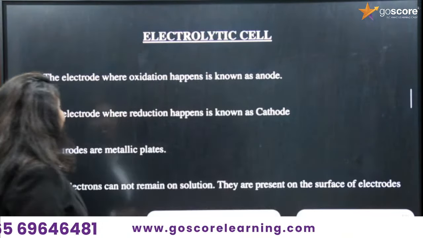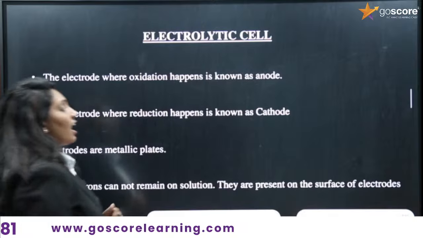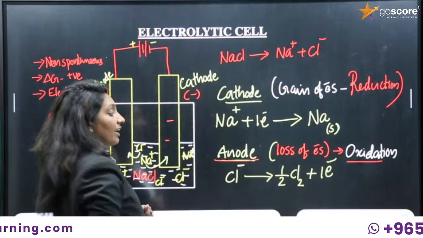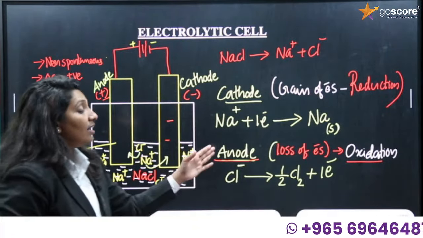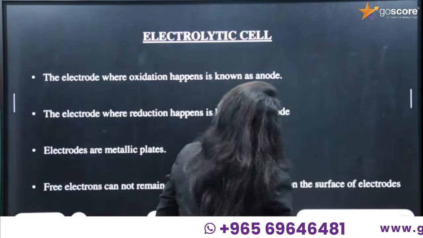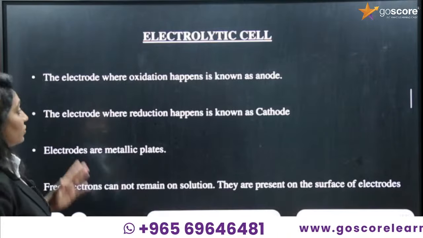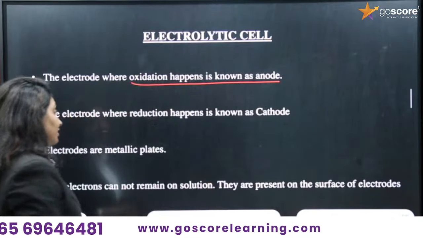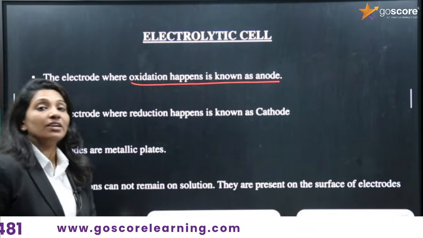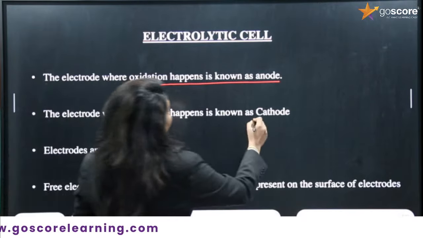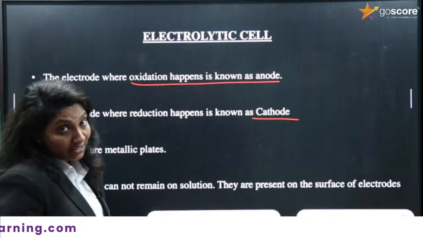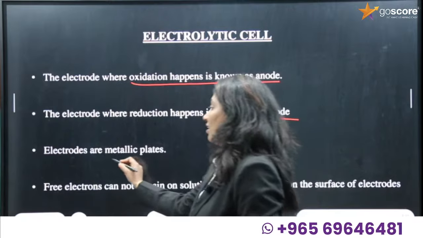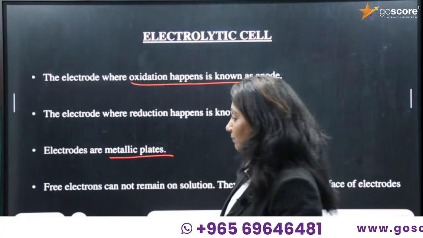Now let's see, in an electrolytic cell, the electrode where oxidation happens is known as the anode, right? So about the electrolytic cell, the electrode where oxidation happens is known as the anode and the electrode where reduction happens is known as the cathode. We have already discussed it in detail, and I told you that we will be taking metallic plates as the electrodes. The electrodes are nothing but metallic plates.